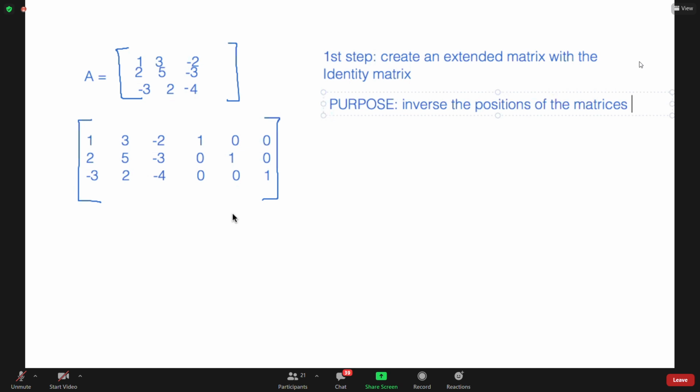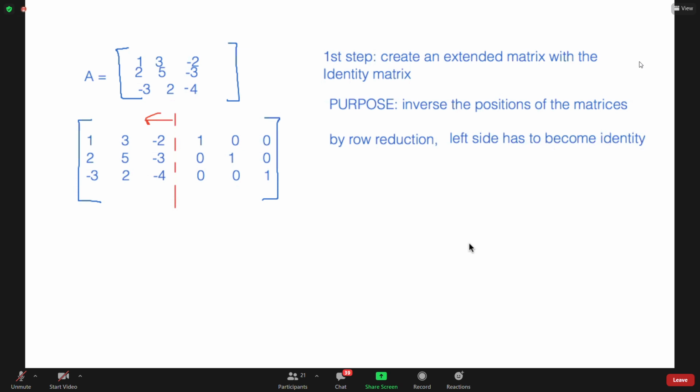But how do we do it? We cannot just simply take the identity matrix and put it to the left and then take this part of the matrix and put it to the right. That's not how it's done. It is done by doing a row reduction procedure. So by doing the row reduction procedure, the left side of my matrix, this side right here, has to become the identity matrix.